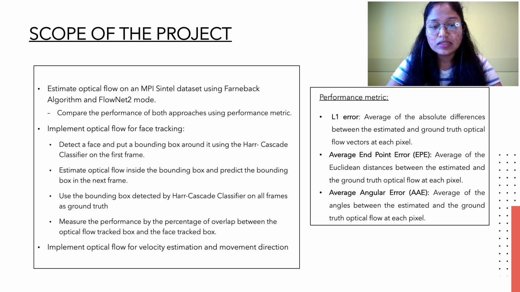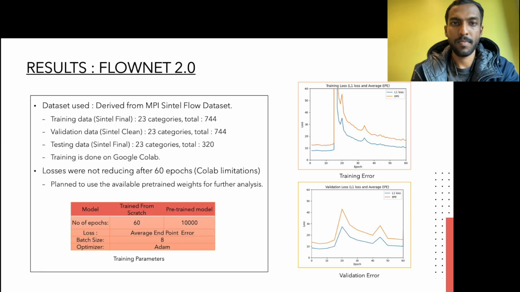The bounding box detected by Haar cascade classifier on all the frames is taken as the ground truth, and the percentage of overlap between the box that tracks optical flow and the box tracking phase using Haar cascade classifier will give us a measure of performance of the designed application. We also implemented optical flow for velocity estimation and the movement direction of the detected phases. The comparison results and the demonstration videos will be displayed later in the video.